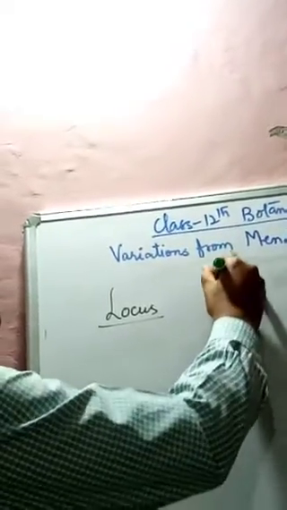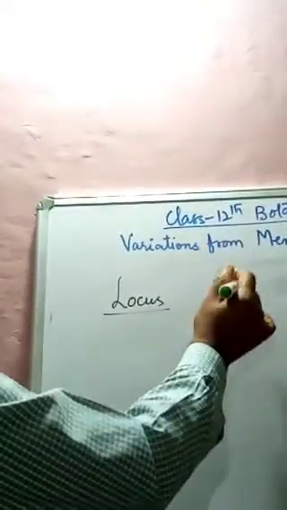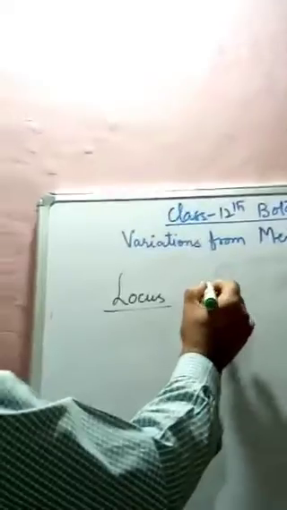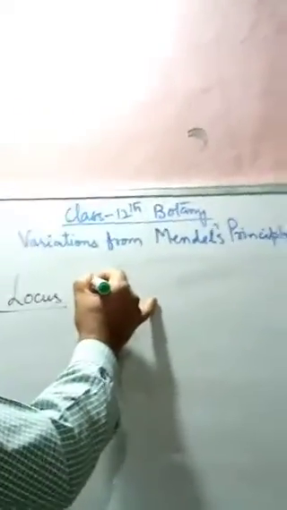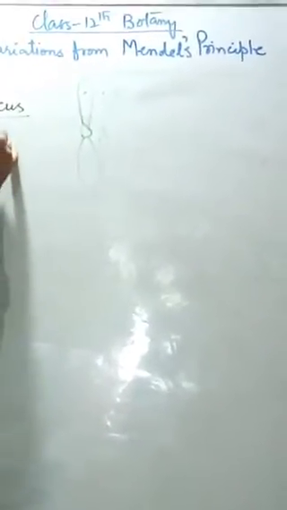For example, this is the chromosome, and this dot is the position of a gene for the character, that is, for tall. Now we will also make its homolog, and this is small t. So for the particular character we have one gene, and in this homologous chromosome we have one gene, but we have two alleles. This is the tall and this is the dwarf.